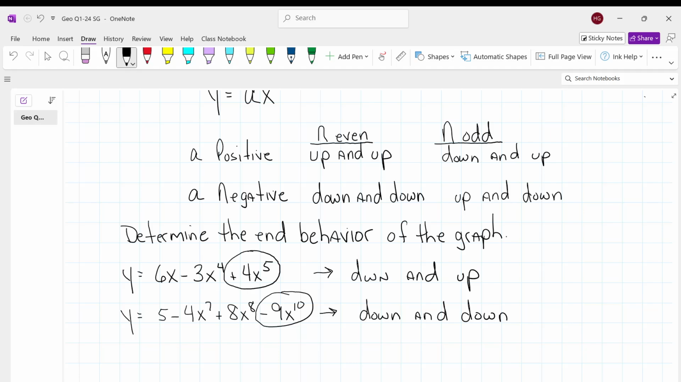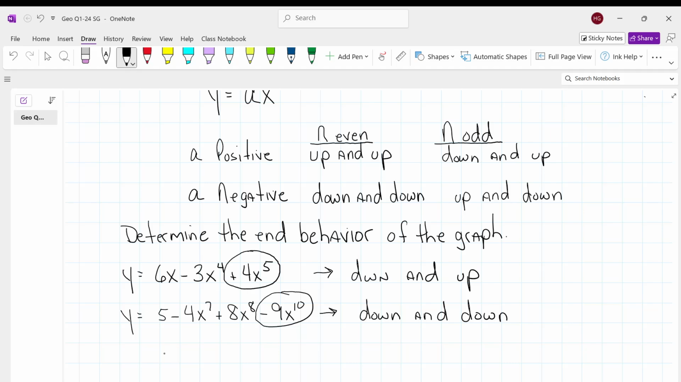Everybody get the idea? Find the term with the highest power and then look at its a value and look at the odd or evenness of the exponent. Take that information, apply it to the chart, and the chart will tell you the end behavior of the graph.